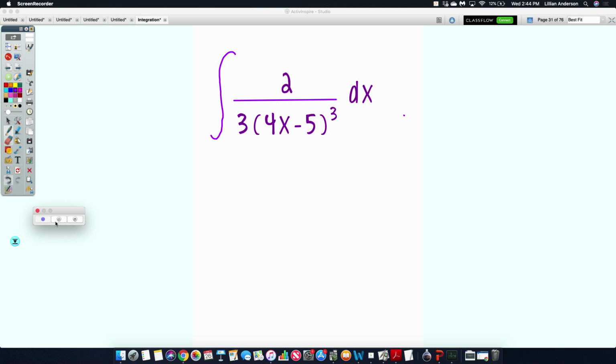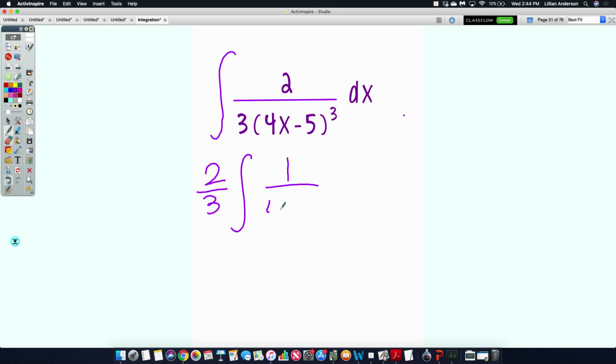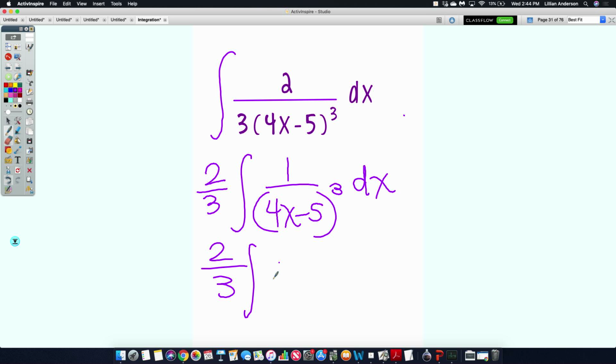Alright, so you want to make sure that you pull out that 2/3. So when you pull out that 2/3, you end up with this. Okay? This is one where you cannot use the ln, because this is not a linear factor. It's being raised to the 3rd power.